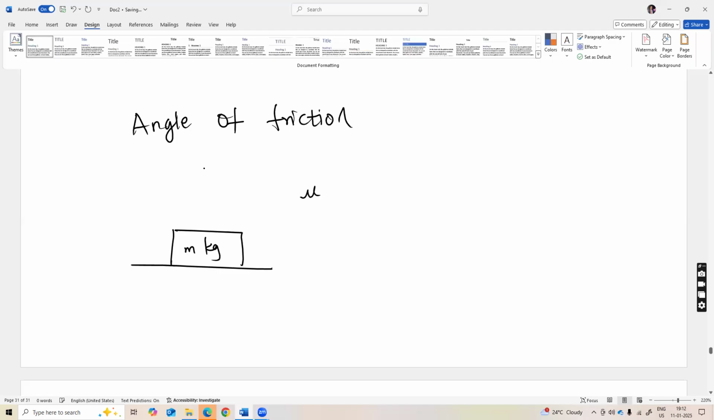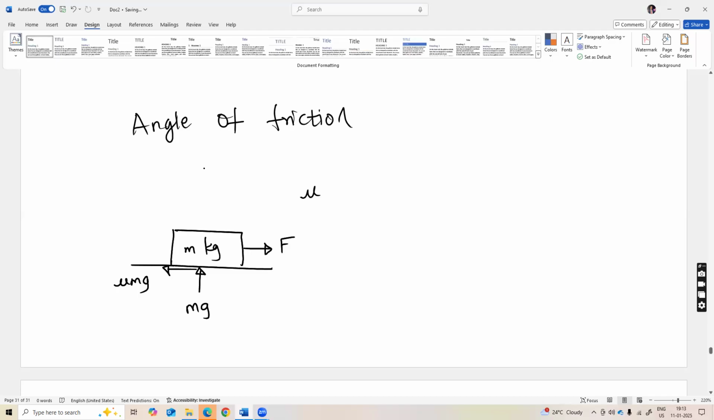So there is normal reaction acting in upward direction, which is equal to mg, and you have applied a force which is just equal to limiting frictional force, let's say F. So therefore friction acting on this object is equal to limiting friction, which is mu mg. Is it clear till this point? Yes, sir. Clear.